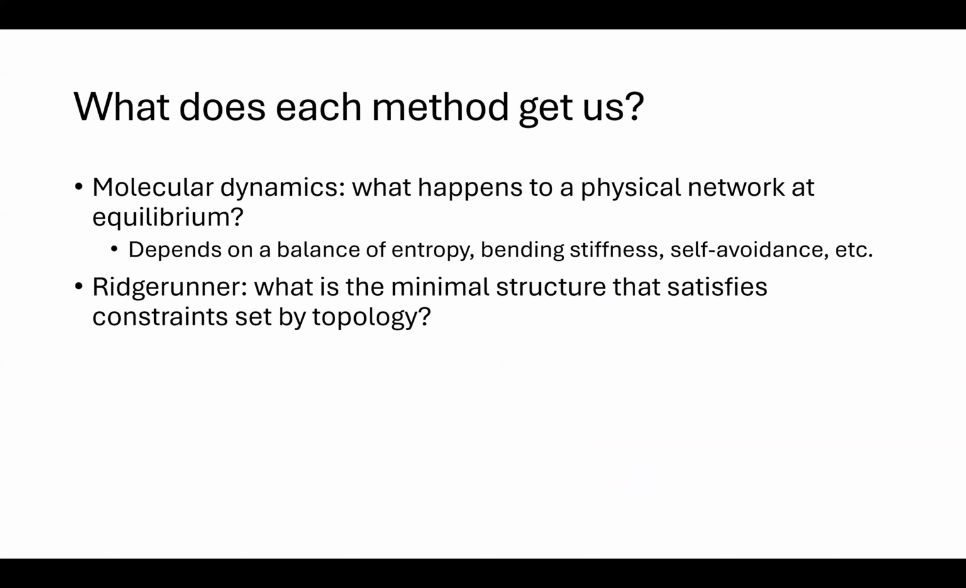It's good for recreating experimental results. But the actual equilibrium structure depends on a balance of entropy and bending stiffness and self-avoidance. Whereas the rope length of a knot is a topological invariant, and you can think of its minimal configuration as an invariant configuration of that knot.